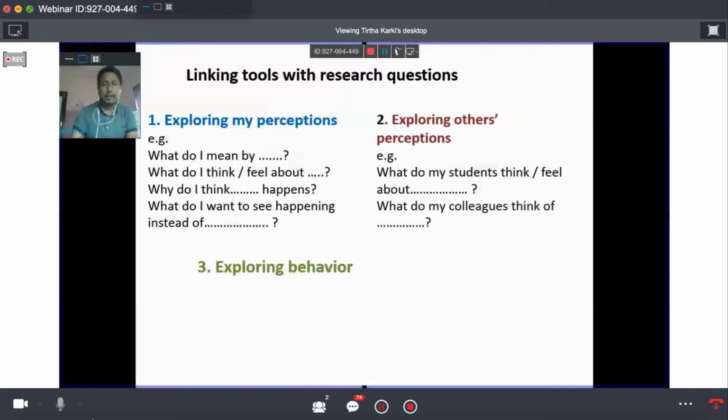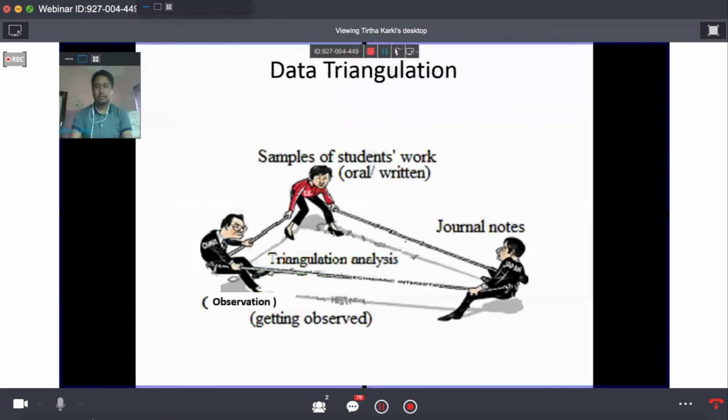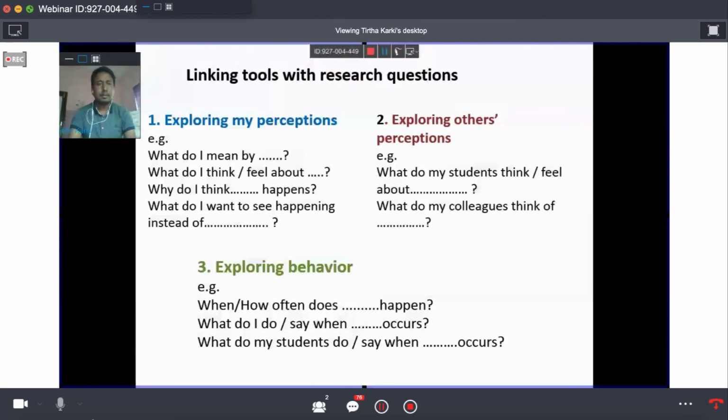Finally, exploring behavior. For example, how often or when does something happen? And what do I do or say when something occurs? Or what do I do or say when the students perform disruptive behavior, maybe? What do my students do or say when something else happens in my classroom? So these are some prompts. These help you to frame your research questions, and then also these questions help you to decide what type of tools to use to collect the data.